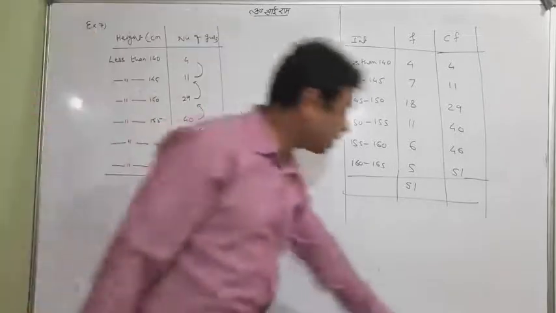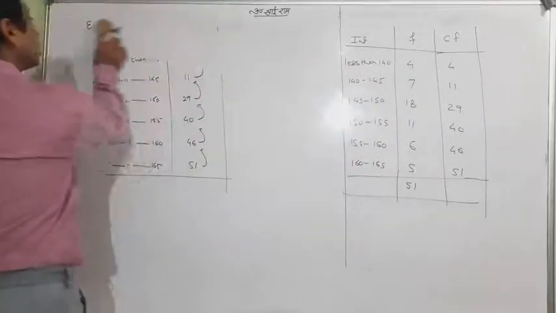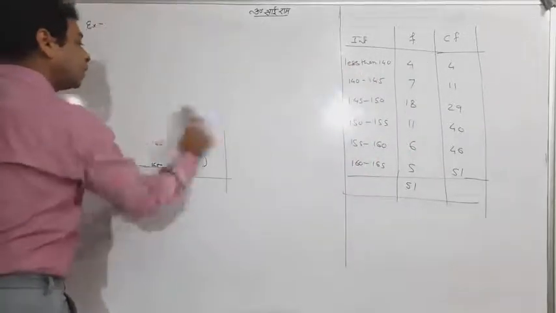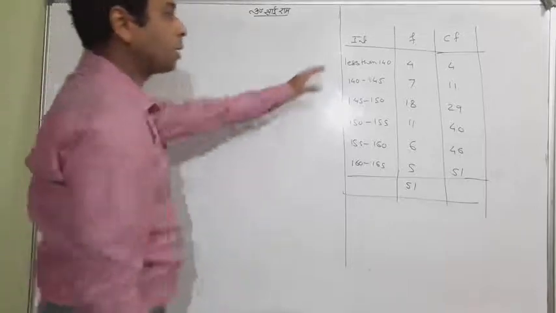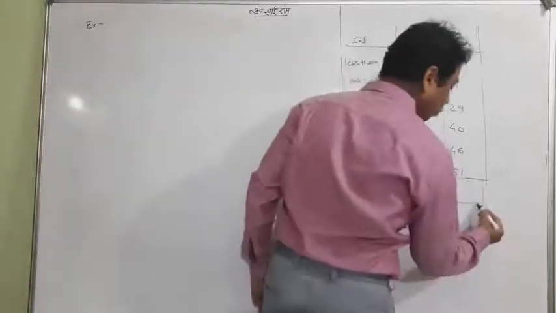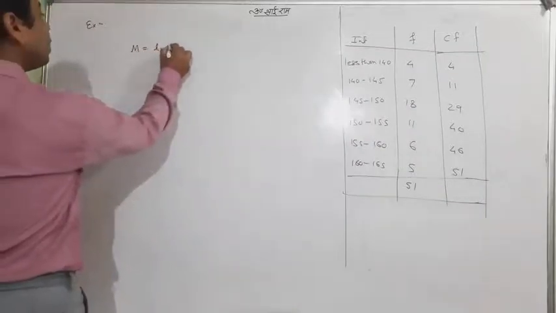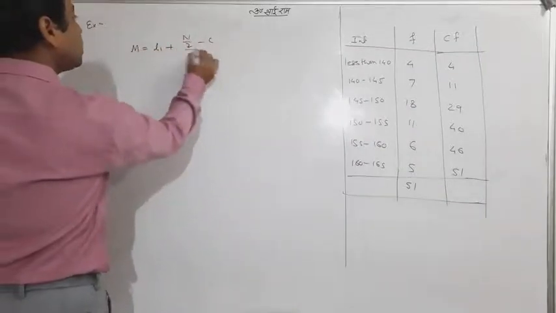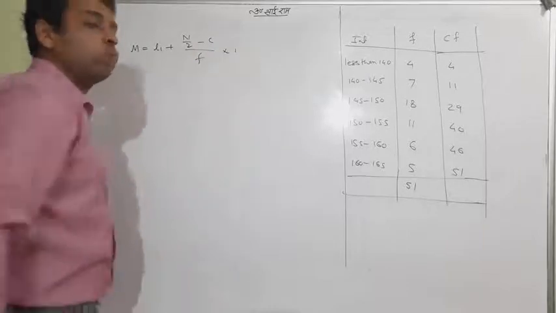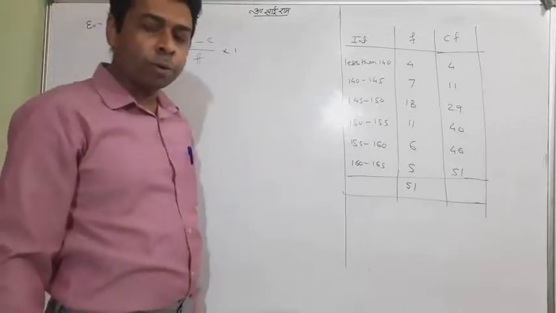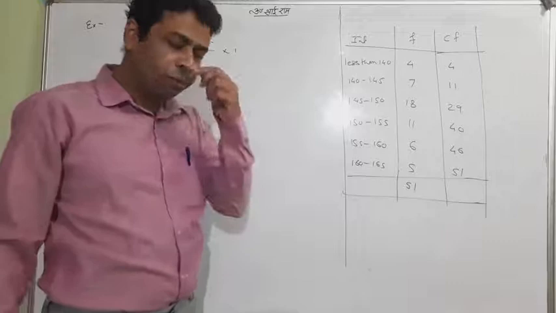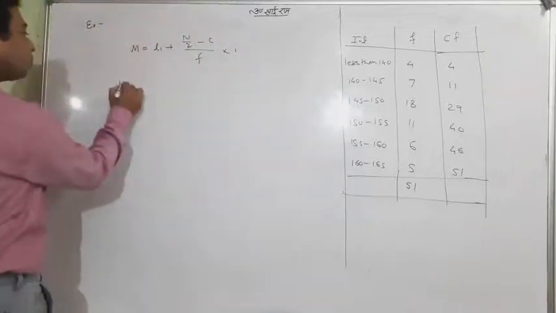Okay, now this data is not important for us. The data we have already created there, so now we will follow the same situation. I'll use a formula: median is equal to L1 plus (n by 2 minus c) upon f into I. First of all, we will find the value of n by 2.